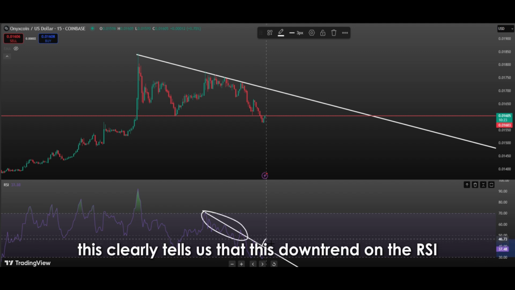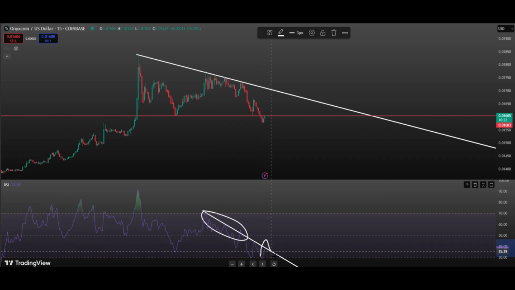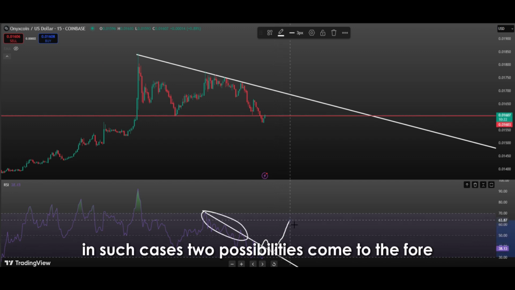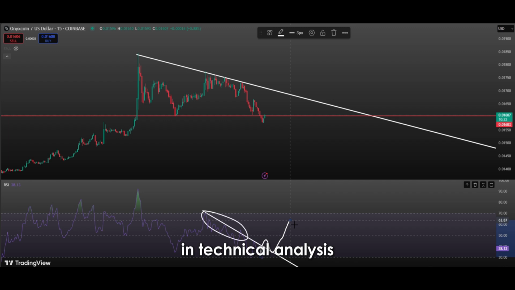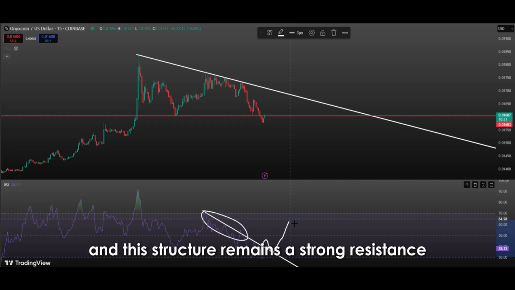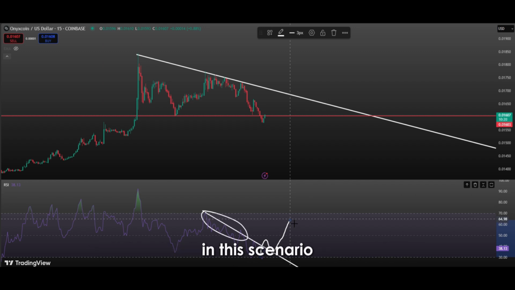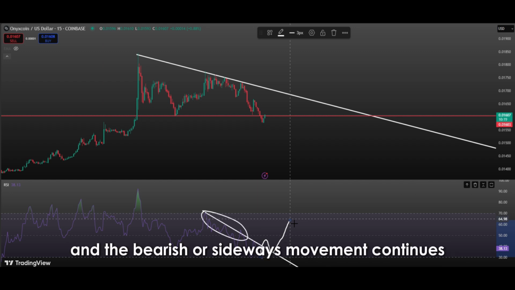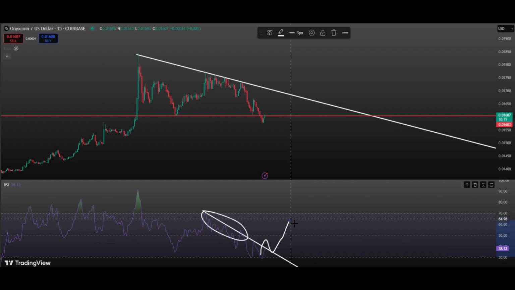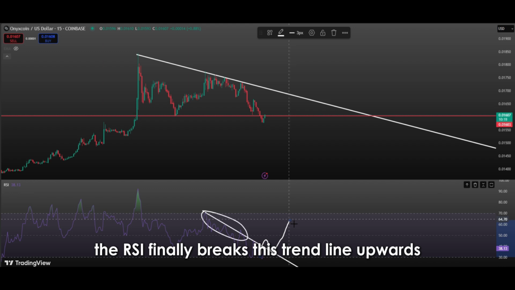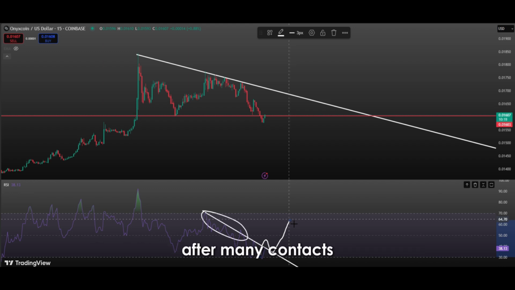This clearly tells us that this downtrend on the RSI is a reflection of the pressure on the price. In such cases, 2 possibilities come to the fore in technical analysis. First, the RSI fails to break this falling trend line, and this structure remains a strong resistance. In this scenario, the price also struggles to gain upward momentum, and the bearish or sideways movement continues. The second scenario is more promising. The RSI finally breaks this trend line upwards after many contacts.